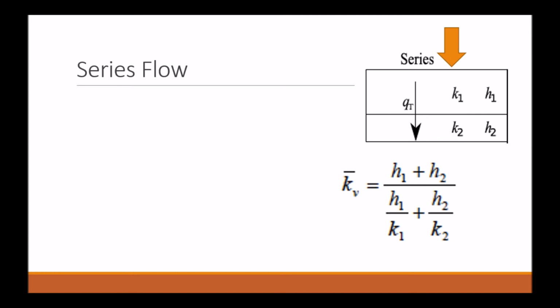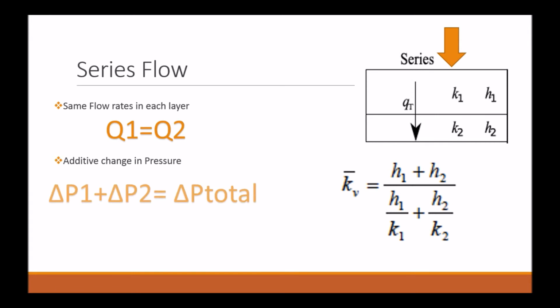Series flow. For series flow, the flow rates in each layer are equal. The total pressure drop across the system is equal to the pressure drop in each layer added together.